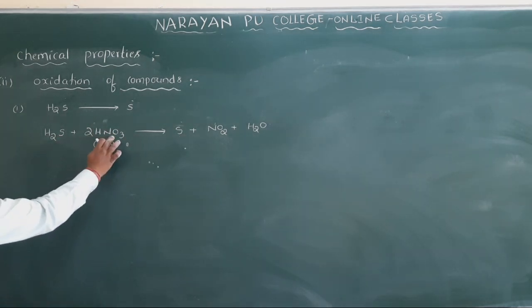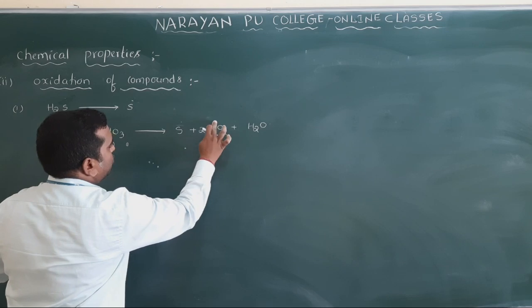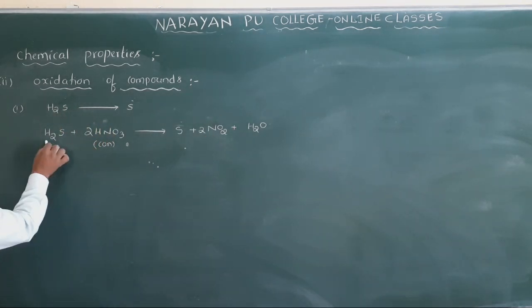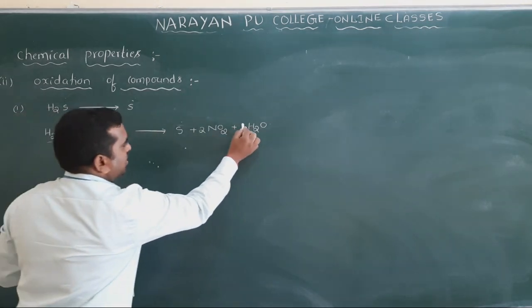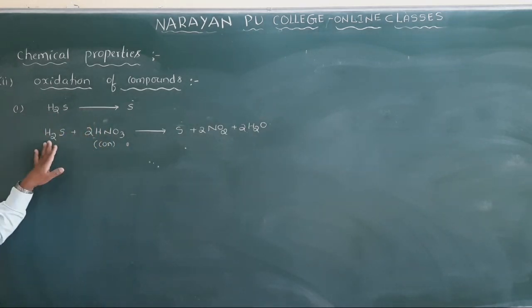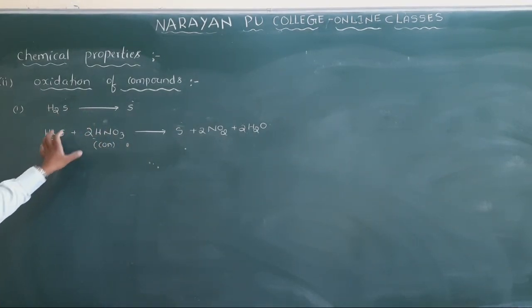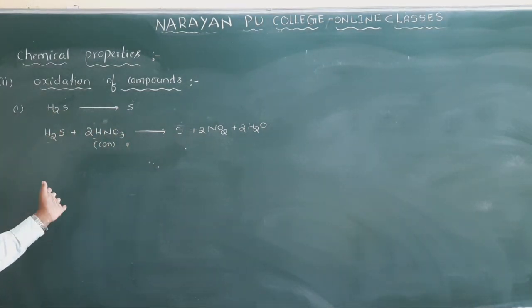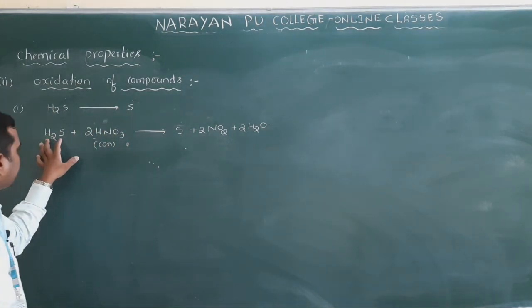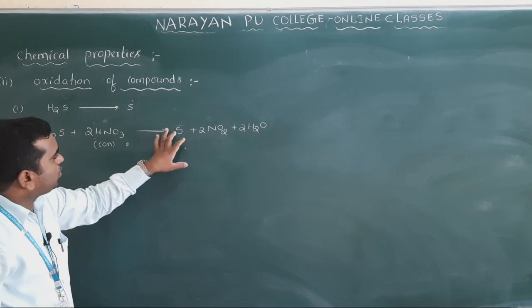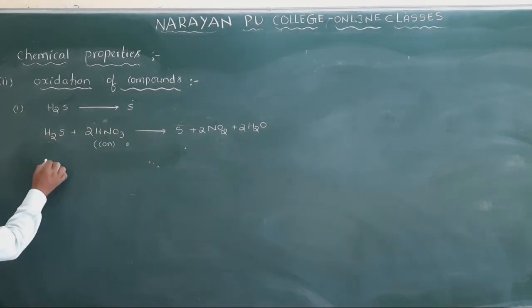How many nitrogens in 2 NO2? 2, so multiply this one with 2. How many hydrogens? 2 and 2, 4, so it is 4. This is with the concentrated HNO3. Concentrated HNO3 oxidizes the H2S into sulfur. Dilute HNO3 also oxidizes the hydrogen sulfide into sulfur. So that also we will see.